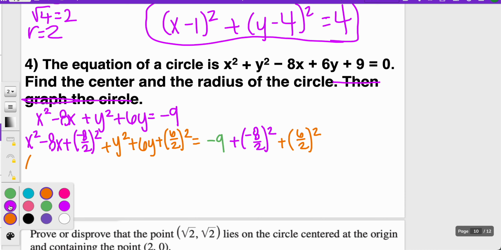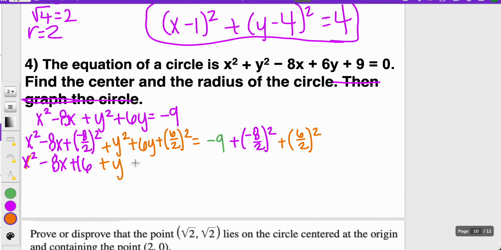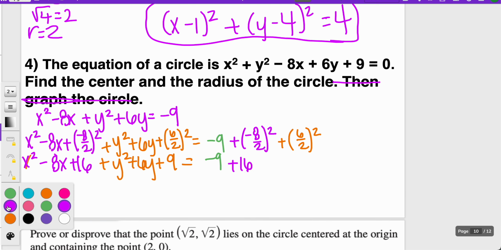So I'm going to have x squared minus 8x, and then negative 8 over 2 is negative 4, plus squaring that is plus 16, and then for my y's, plus y squared plus 6y, 6 over 2 is 3, 3 squared is 9, and then is equal to negative 9 plus 16, and then plus 9.